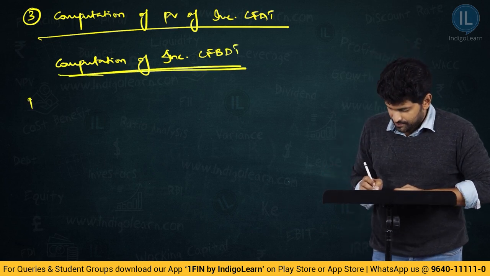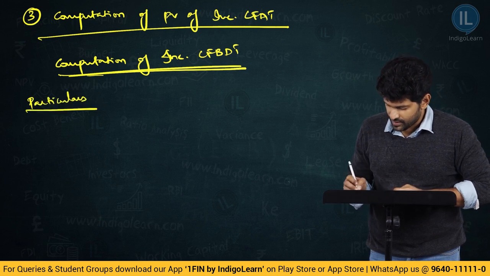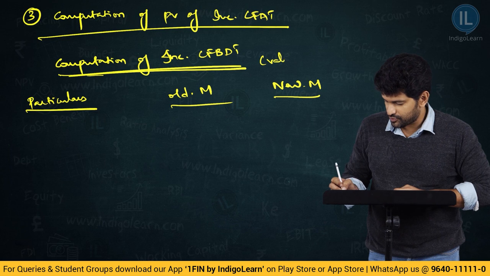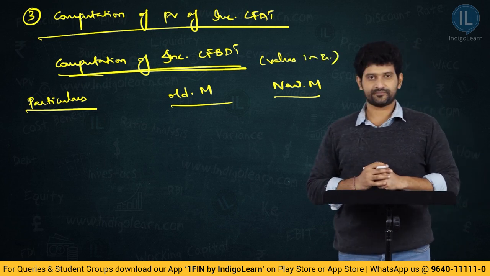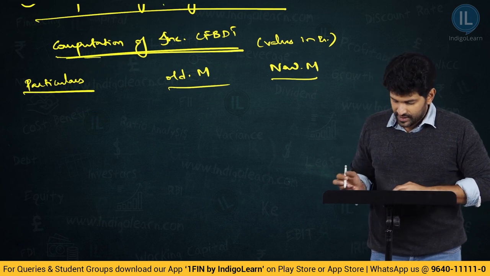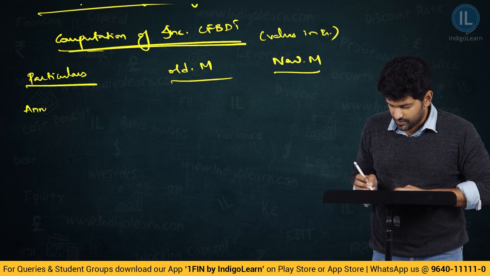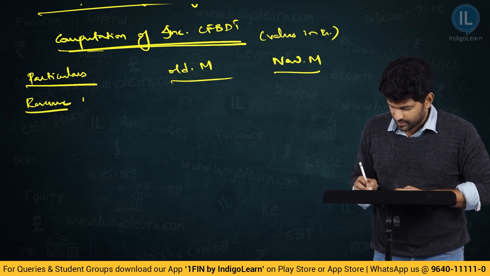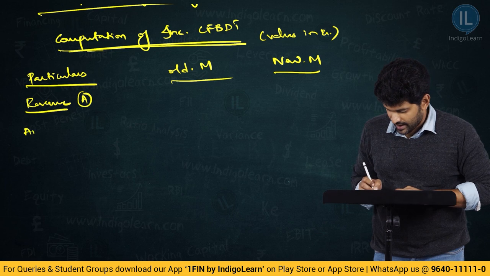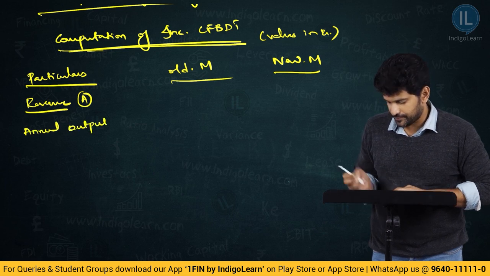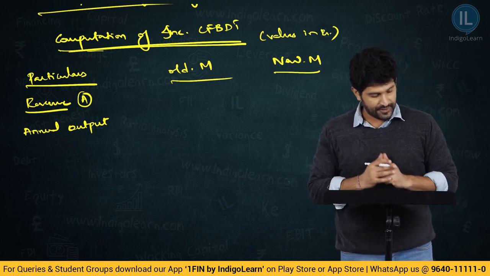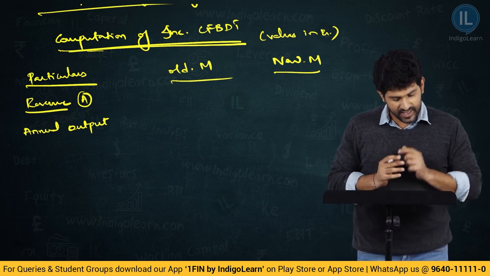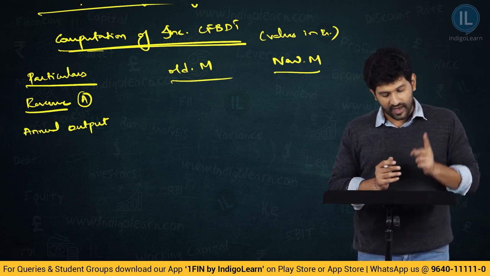Now, particulars, we will say old machine and new machine. You can write all values in rupees. Now, friends, first of all, what do we need? We need the sales or revenue. We'll call it A. So, annual output. What is annual output in case of old machine and new machine? In the given question, we are supposed to consider three factors: annual operating days, operating hours per day, and output per hour in units.